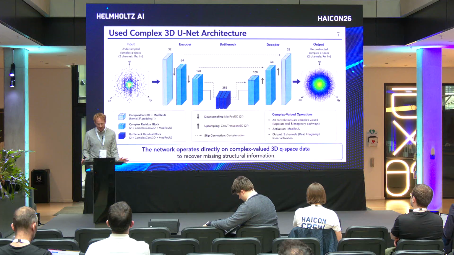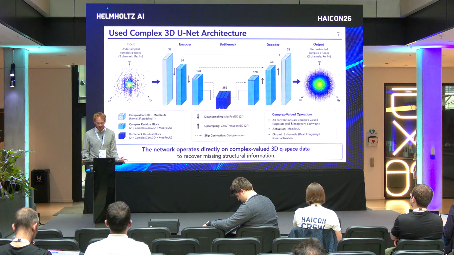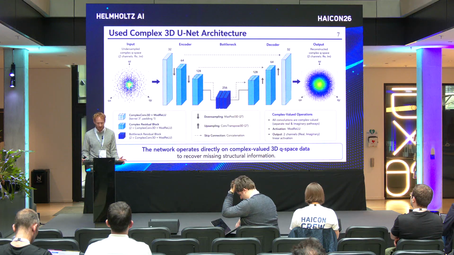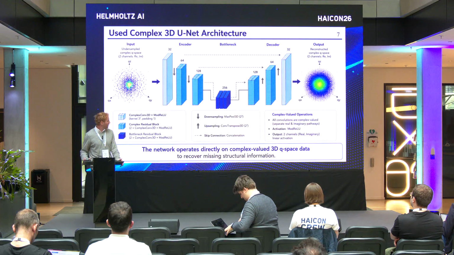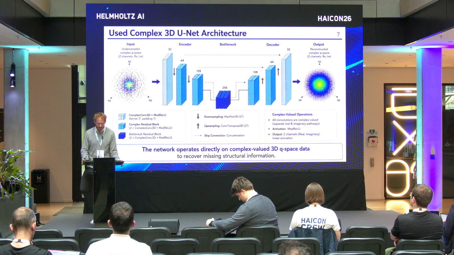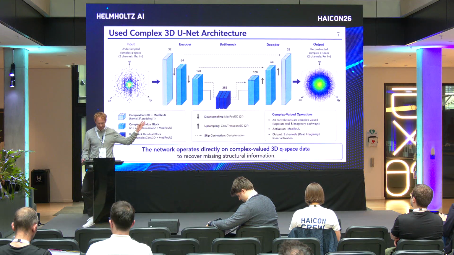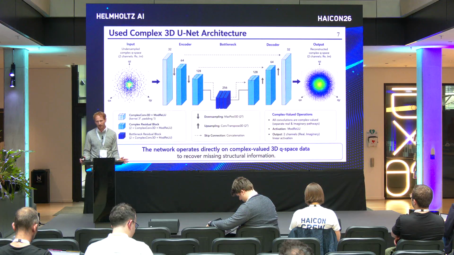The reconstruction was performed by a complex-valued 3D U-Net. Unlike standard networks, it processes both magnitude and phase information. The encoder extracts features from the undersampled Q-space data, while the decoder reconstructs the missing information. Residual and skip connections help preserve structural details and improve training stability. As you can see, the input is an undersampled Q-space, and the output is a fully reconstructed, complex-valued Q-space.